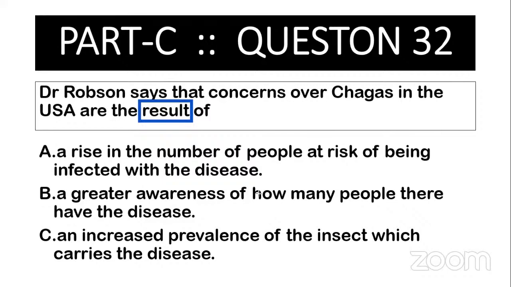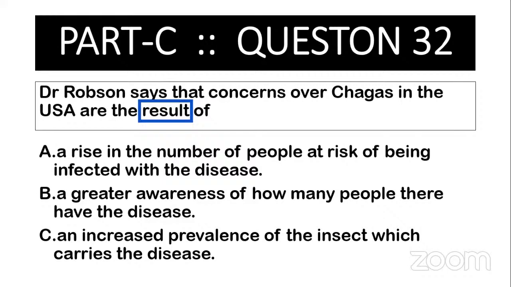Number 3, C. An increased prevalence of the insect which carries the disease. Now I want to ask you one thing. Let it be a very active class now, because this is what you are going to do in the exam. Now I'm going to ask you one thing. I'll tell you the question. This full thing is the question.